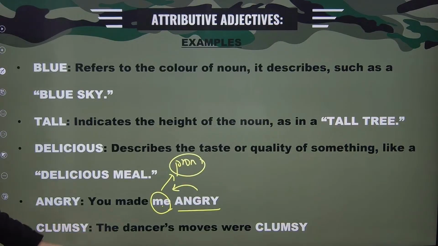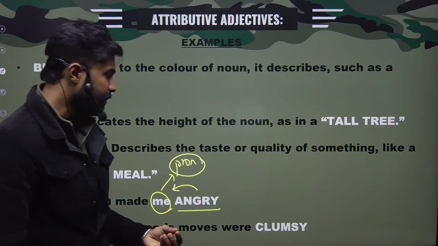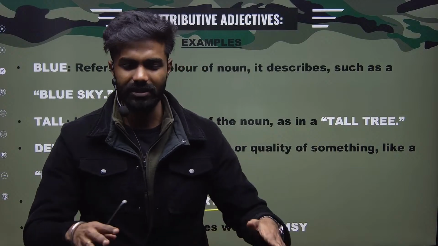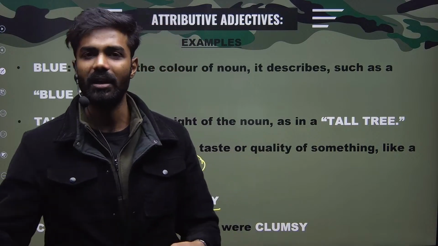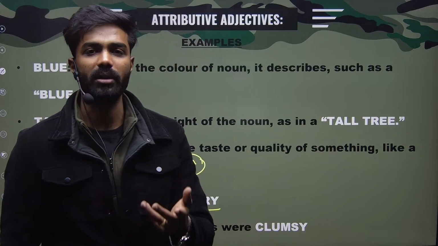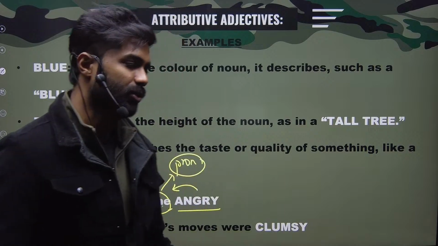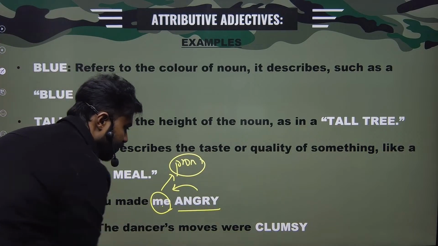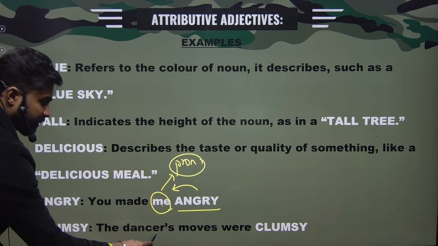See, clumsy. What is the meaning of this word clumsy? Clumsy matlab kya hota hai? Clumsy means anything which is not organized, very shaggy, shattered, all scattered away. It is not in a proper form. The dancer's moves were clumsy.